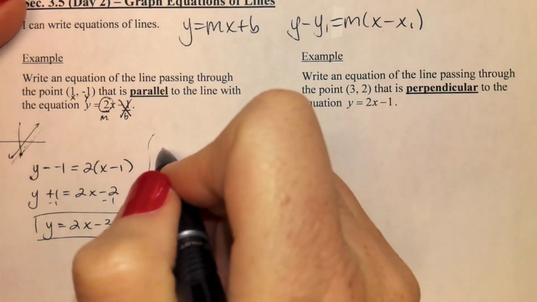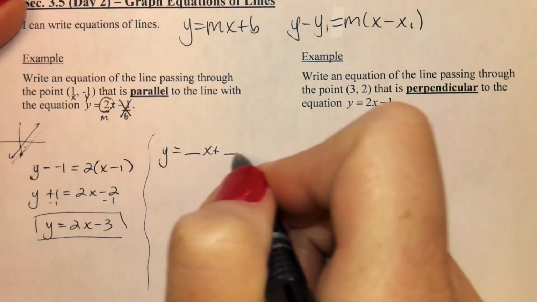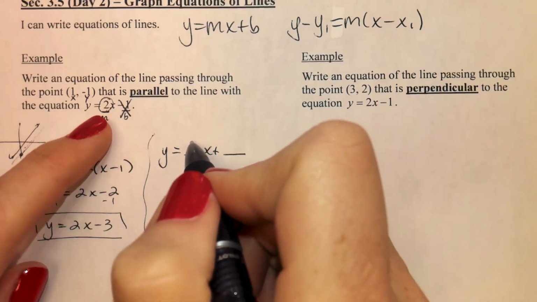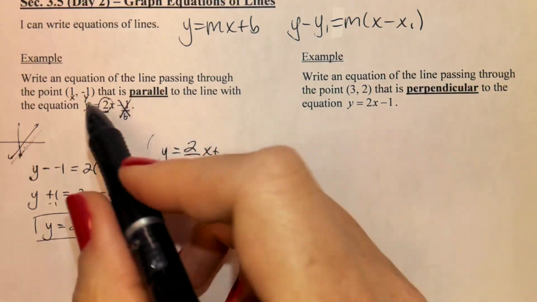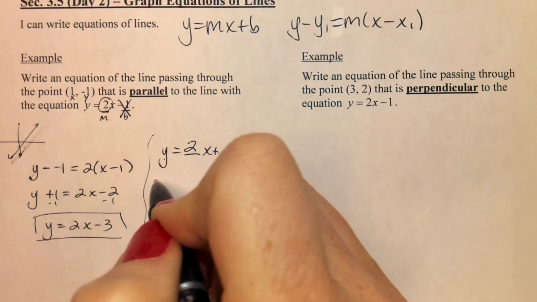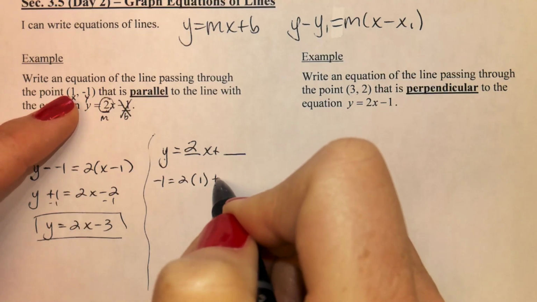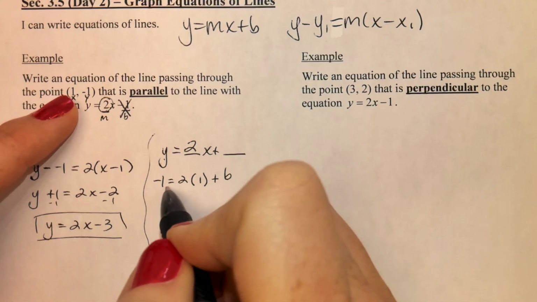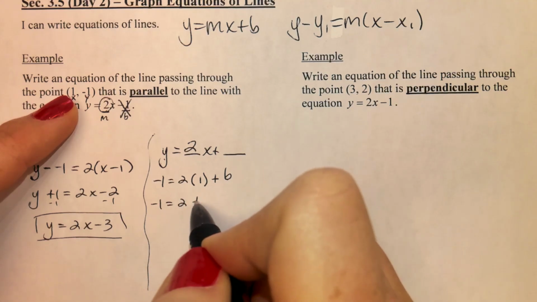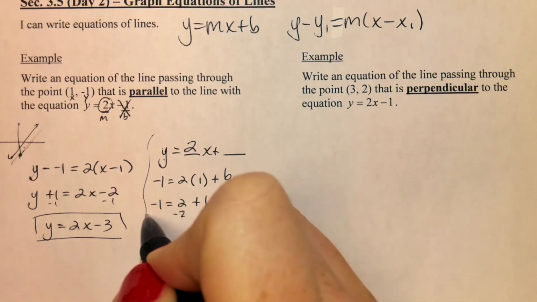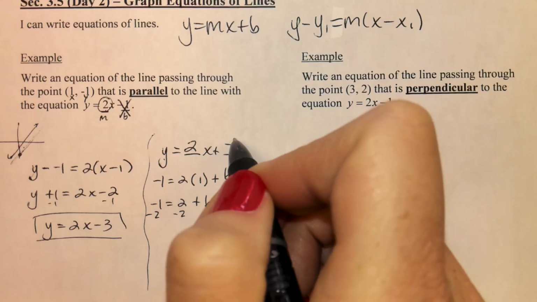This is slope-intercept, so y equals mx plus b. And we know our m, it has to be the same slope. And then we're going to take our point and just plug it in. So I'm going to put the -1 where the y is, and I'm going to put the +1 where the x is, and we are solving for a new b. So -1 equals 2 plus b, and then I'll minus that 2 over, and that's where I'm going to get that -3.